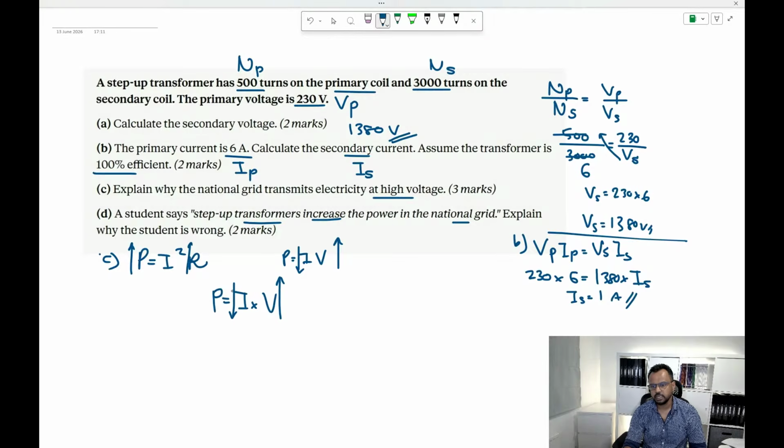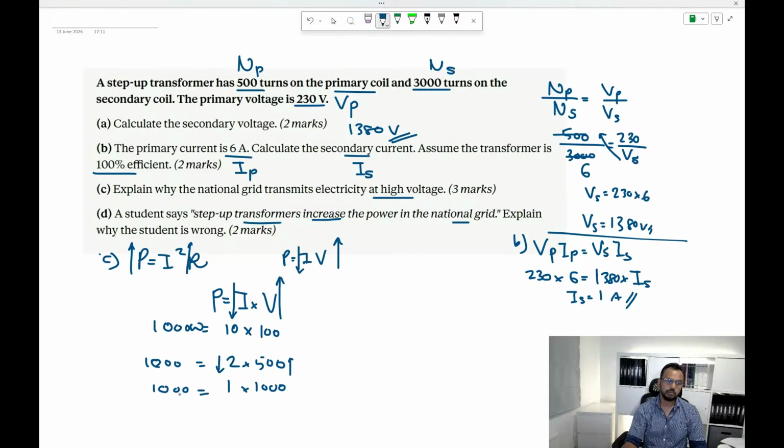Now, let's say the power is 1000 watts, for example. When I is 10, V is 100. Now, if I increase V to 500, I is 2. If I increase V to 1000, I is 1. See, the higher the voltage, the lower the current. But what about the product, guys? 500 times 2, 1000. 1 times 1000, 1000.